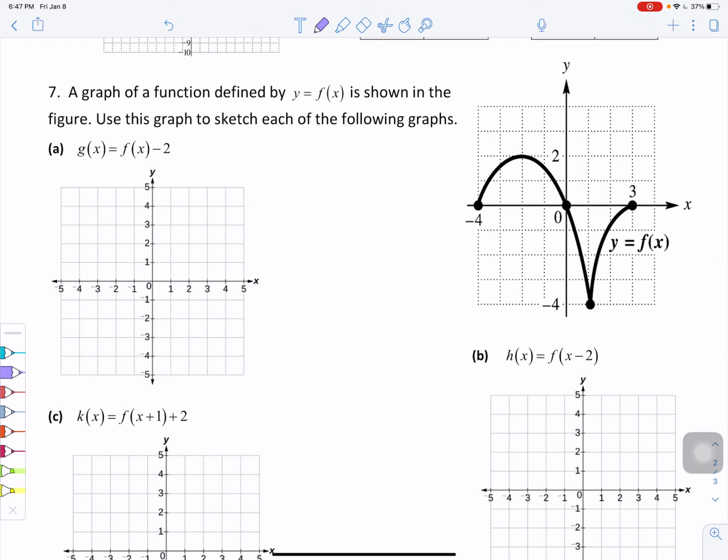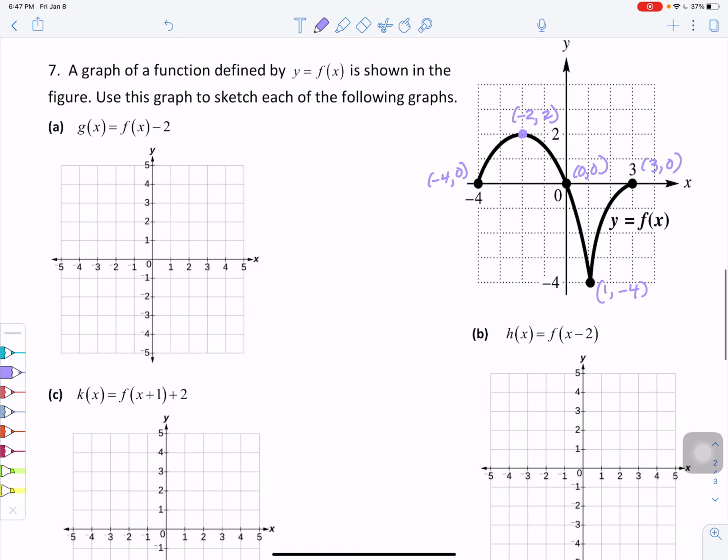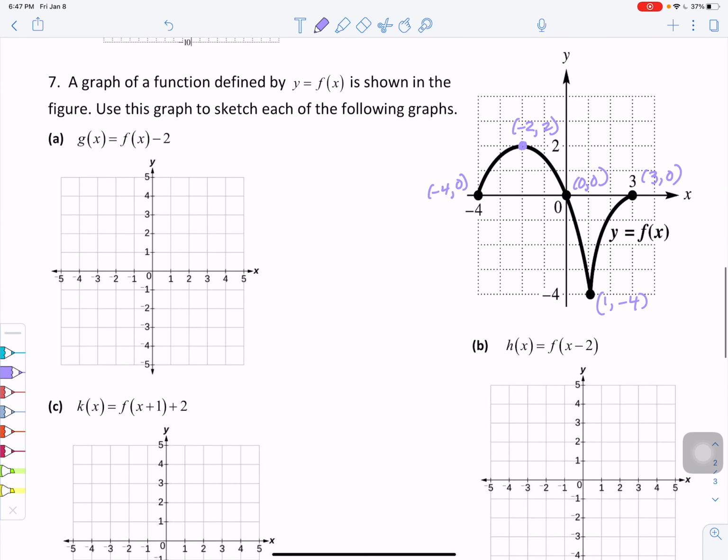Okay, let's take a look at number 7. This is probably easier if we go ahead and write these coordinates. So negative 4, 0, negative 2, 2, 0, 0, negative 1, 1, negative 4, and 3, 0. And we'll just transform each one of these points. This is the graph of f of x. And now we want to graph g of x.